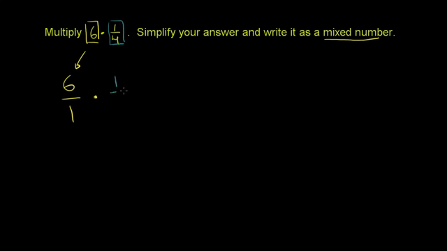So this becomes 6 over 1 times 1/4. And then we just multiply the fractions. So we multiply the numerators. So this is equal to 6 times 1 for our numerator and 1 times 4 for our denominator, the number on the bottom. And so this will become 6 over 4. And right now it's an improper fraction, and it's also not in lowest terms.